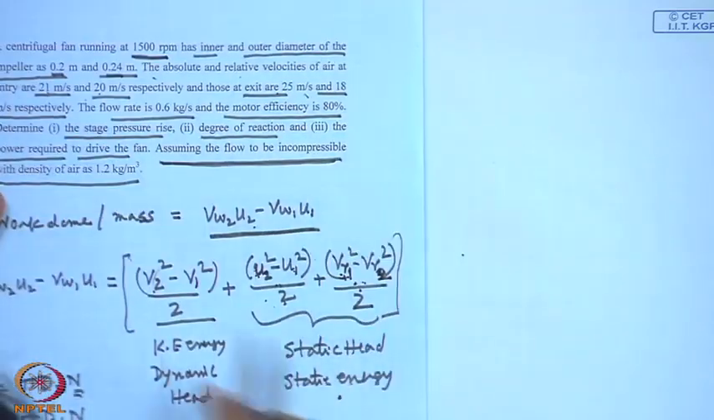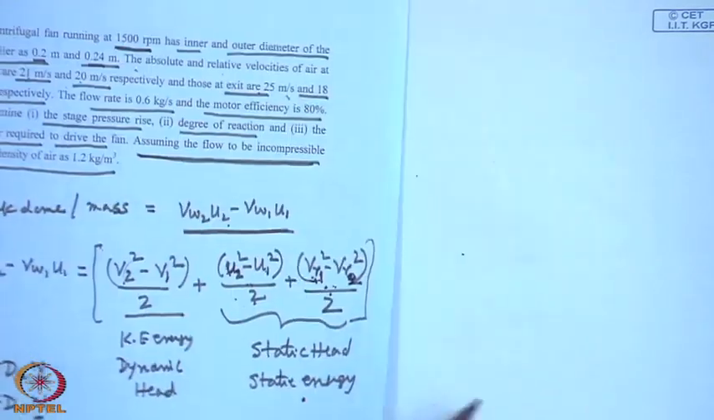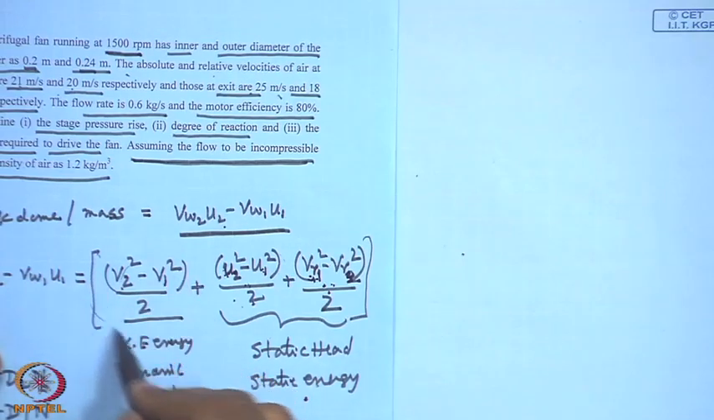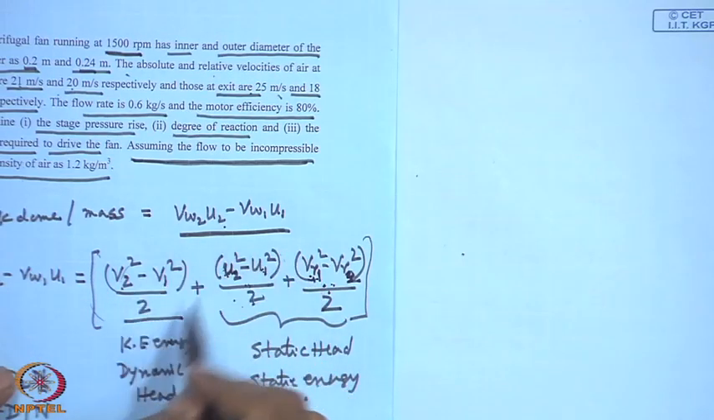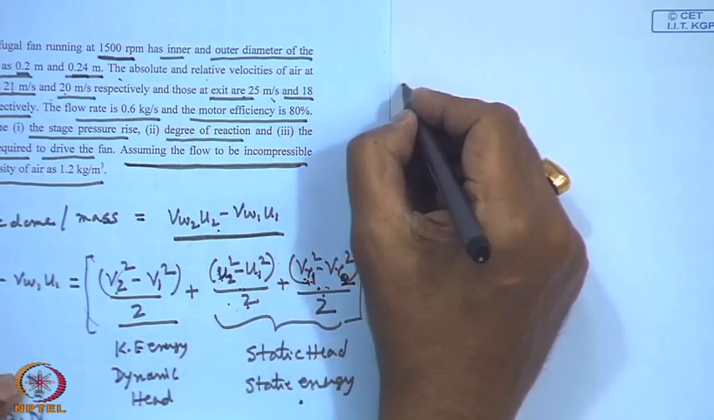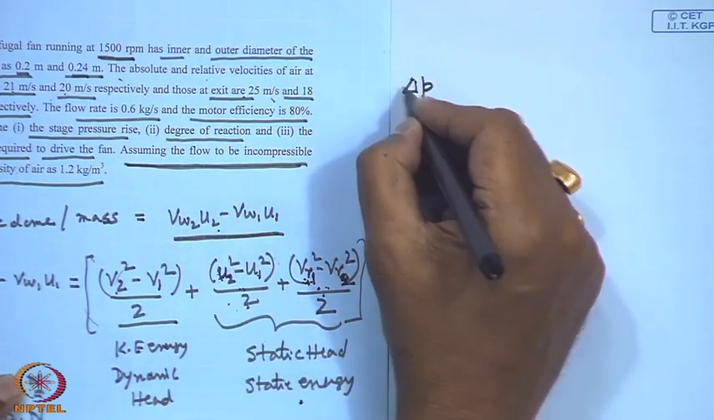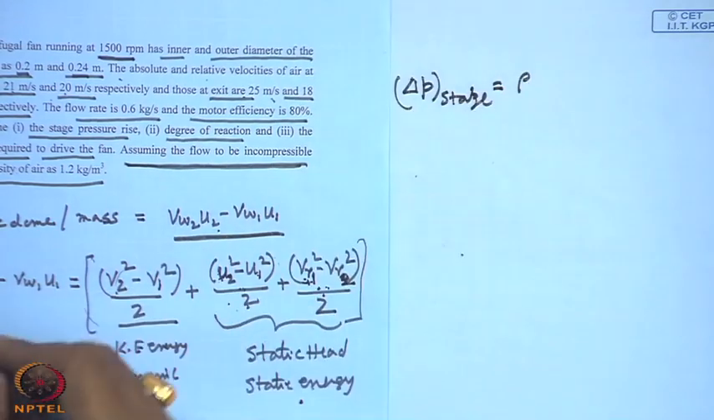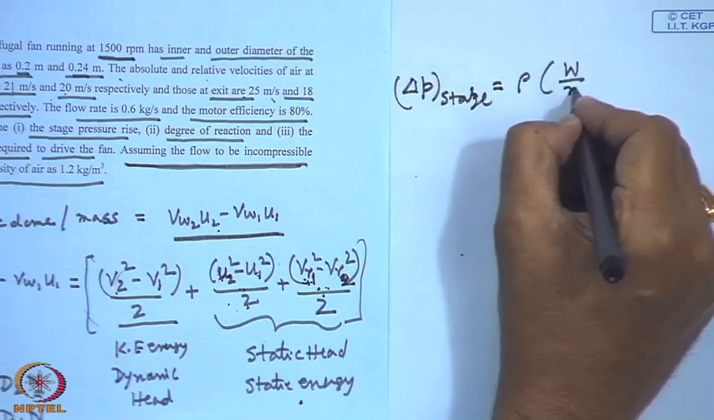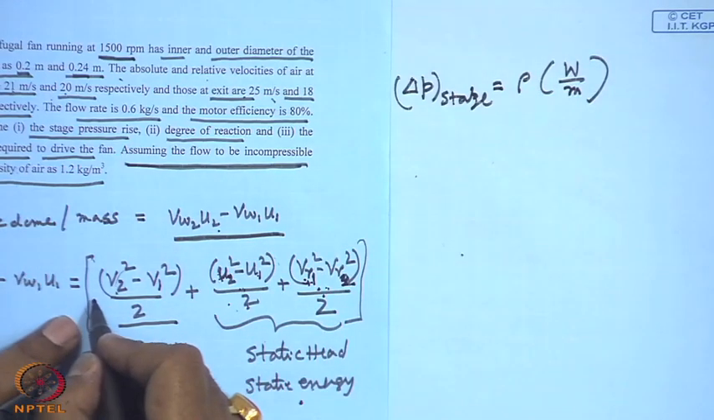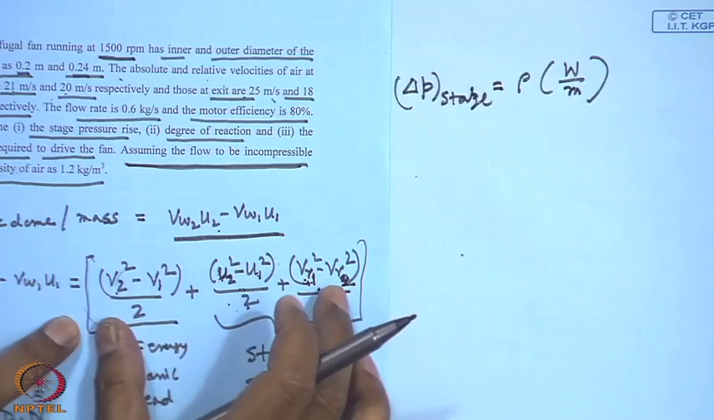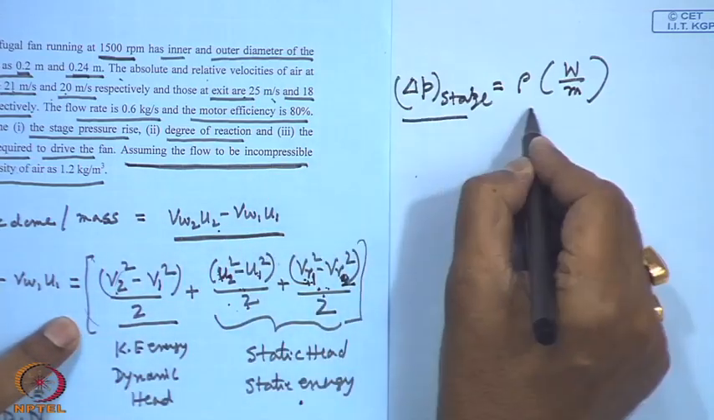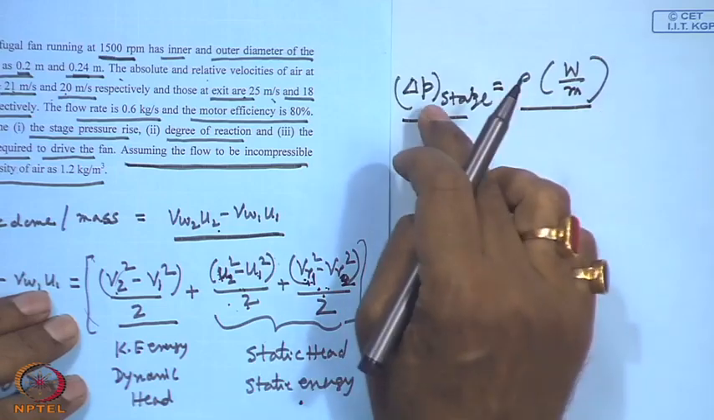Better I write here. So that U1, U2 I find out, U1 this way, U2 this way we can find out, and then what we do, we can find out the work done. Now, if we know this work done for an incompressible situation, we can write that delta P stage is nothing but rho times this work done per unit mass. That means you just multiply with rho, you get the delta P per stage. Total in the stage you find out the delta P.